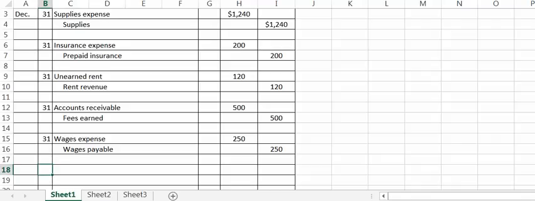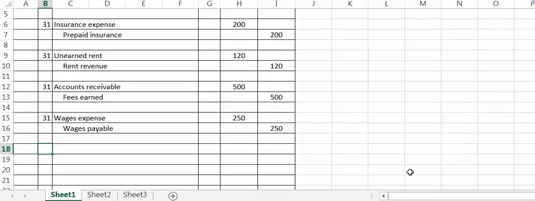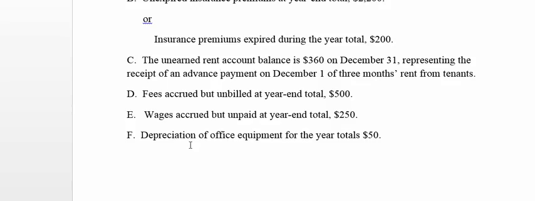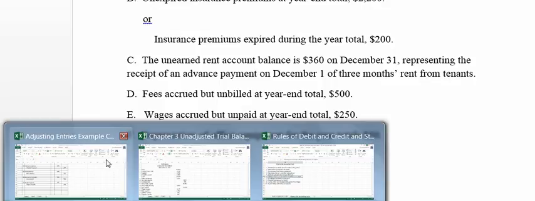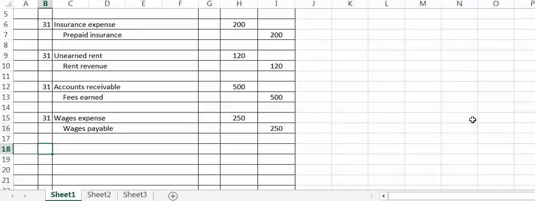Now the last one's a little bit different. Here we're dealing with depreciation of office equipment for the year totals $50. Now let's talk a little bit about depreciation before we just make this entry. They call it office equipment. Let's say it's a copier. If we buy a copier to use in our business, let's say for $2,000, on the day we buy the copier, we've purchased an asset.